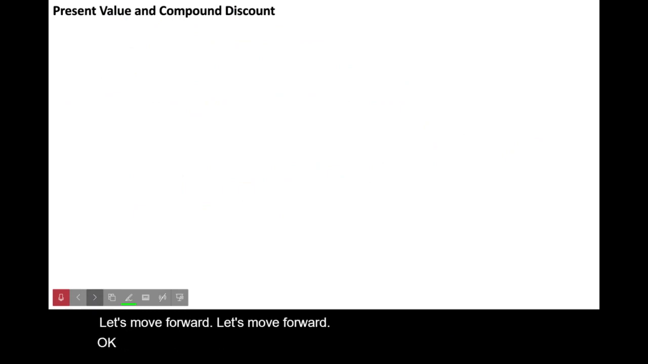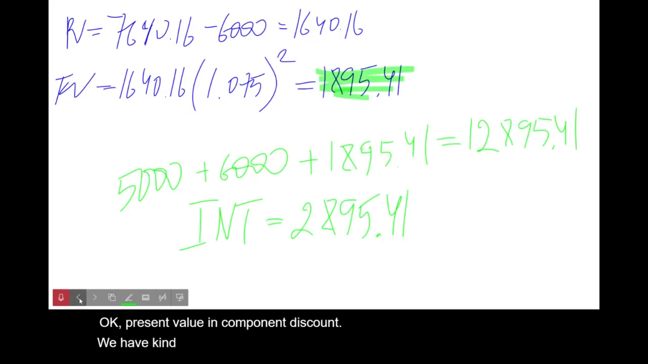Okay, present value and compound discount. We have a new step in our ladder.